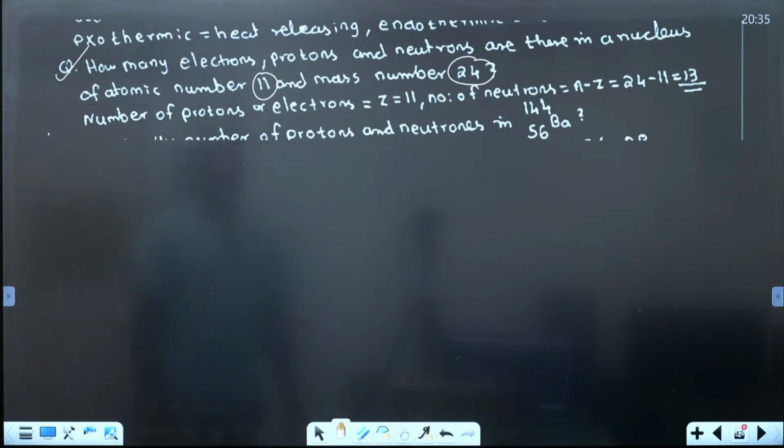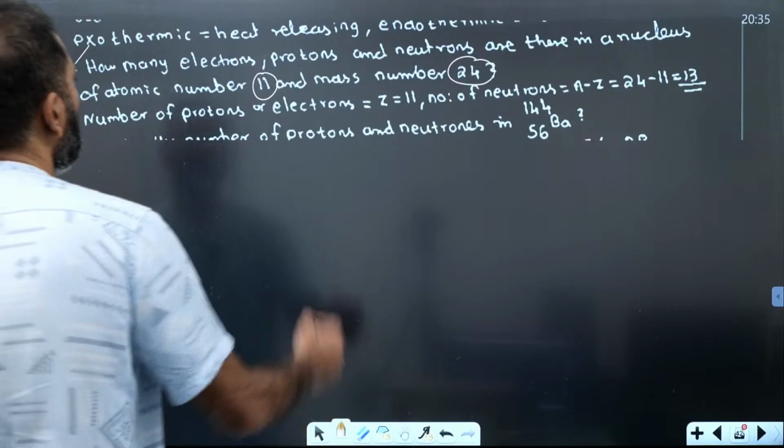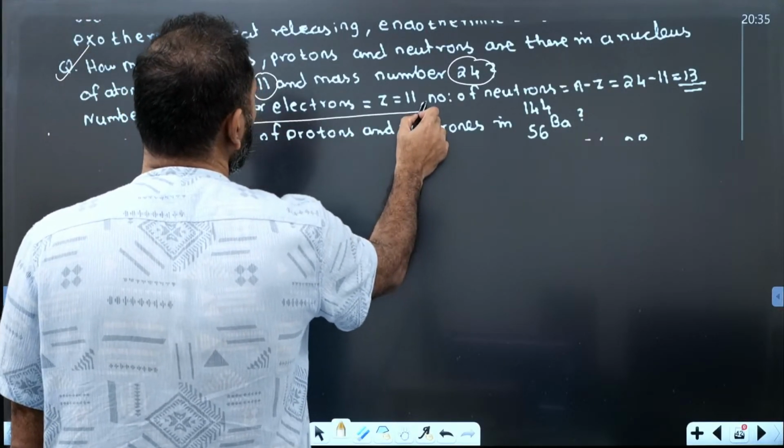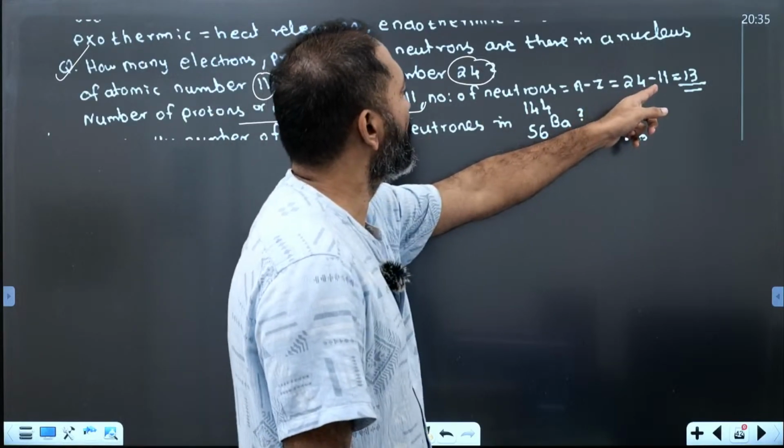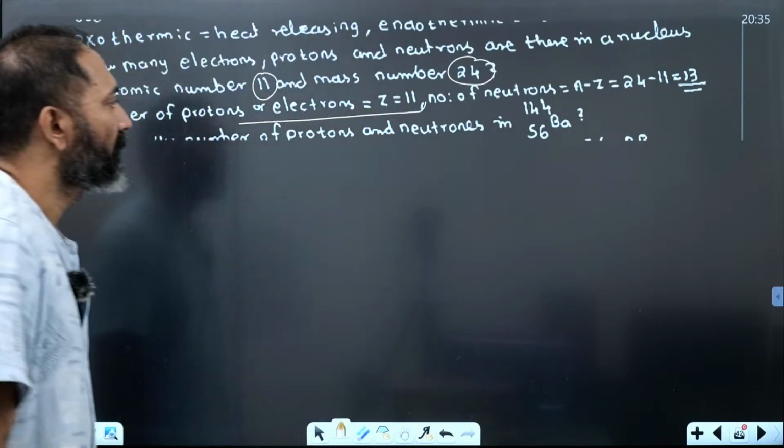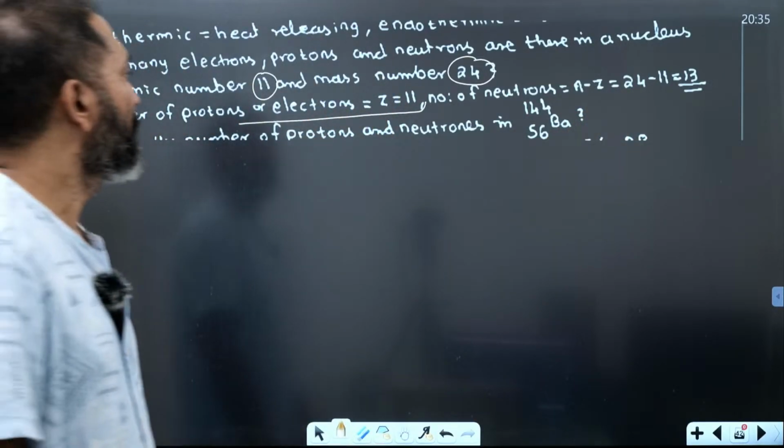What is the number of protons or electrons? The atomic number is 11, so the number of protons or electrons is 11. The number of neutrons will be 24 minus 11, which is equal to 13. Note here.